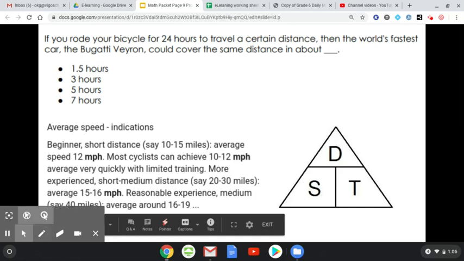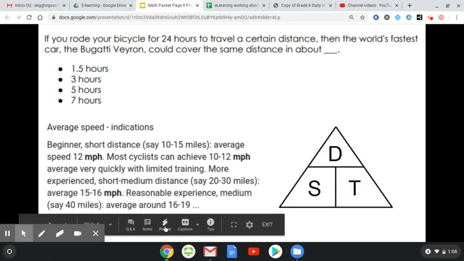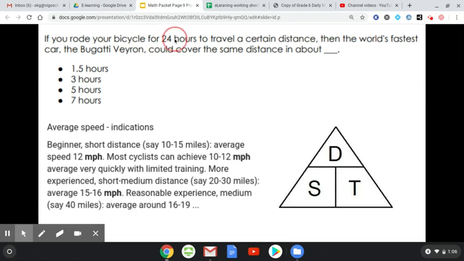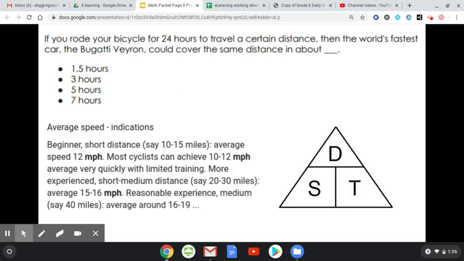And you're going to see that we are talking about some things that we need to research for a little bit. So in this question, we're riding our bike for 24 hours straight. And the average distance, it says that for a certain distance, then it asks the world's fastest car, the Bugatti Veyron, could cover the same distance in about blank hours, right? Because we're looking at hours over here.